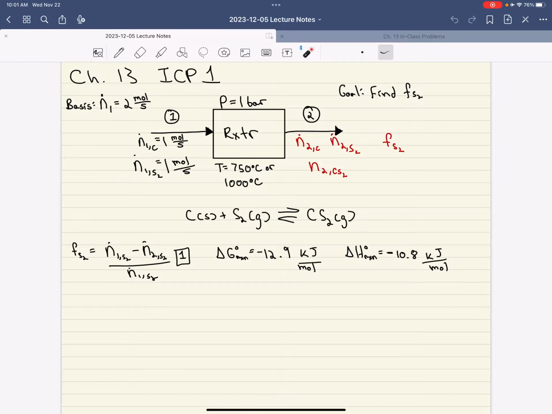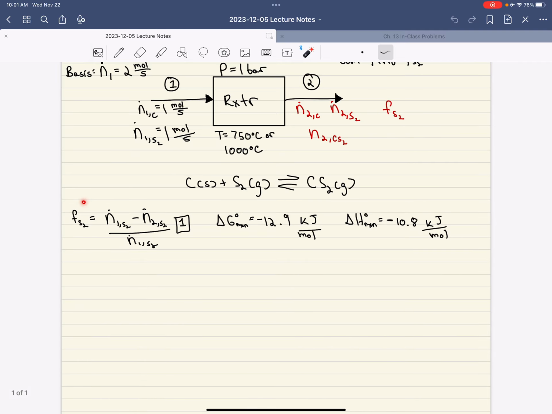For the conversion, it's defined like this, where essentially we're just taking the difference between the sulfur that's fed in and the sulfur that comes out, divided by the sulfur that's fed in. And we're also told the Gibbs energy of the reaction and the enthalpy of the reaction as well.